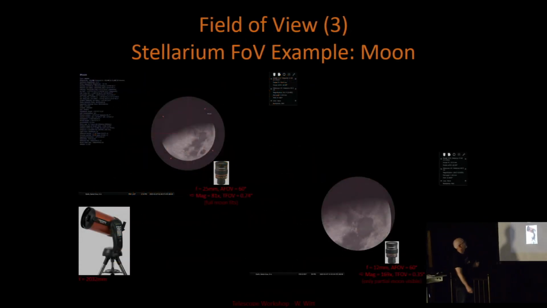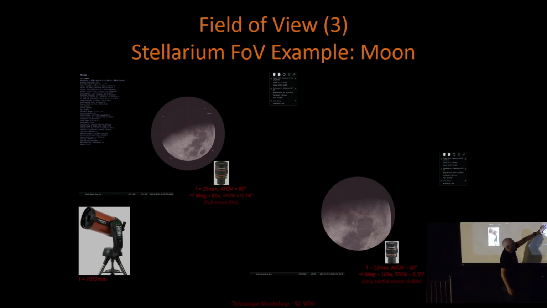So here's some examples, right? Basically, yeah. So this is kind of what we said. This is essentially, here it fits, the moon fits with some margin. Here, I've zoomed in, basically too much, right?